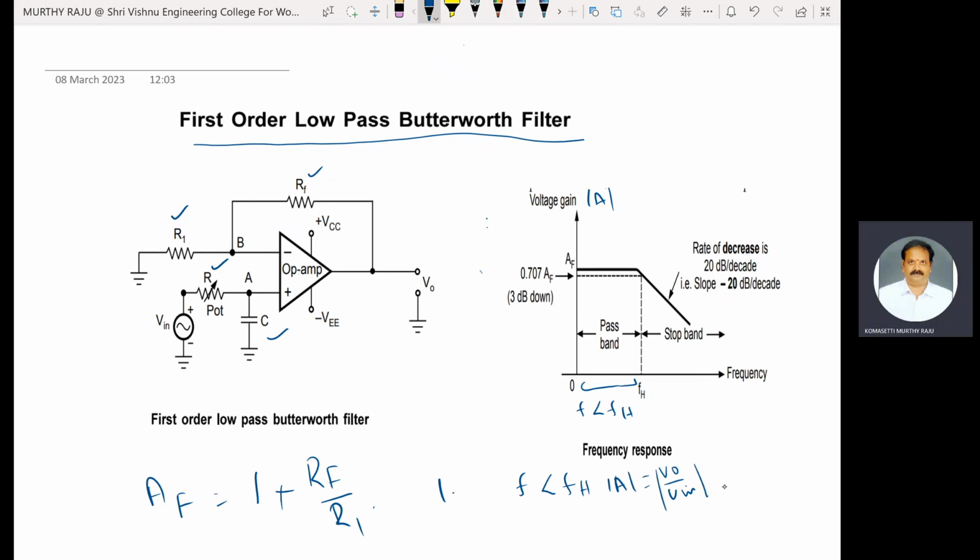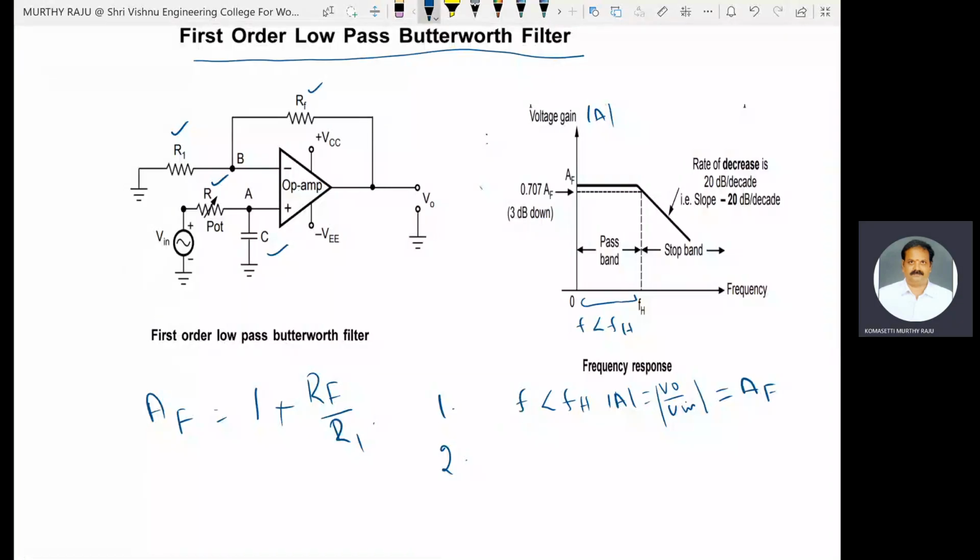At F less than FH, mod A is equal to mod V naught by V in, which is equal to AF. AF is called the pass band gain. It allows only low frequencies and attenuates the high frequencies. At F equal to FH, mod A is equal to mod V naught by V in, which is equal to 1 by root 2 times AF.